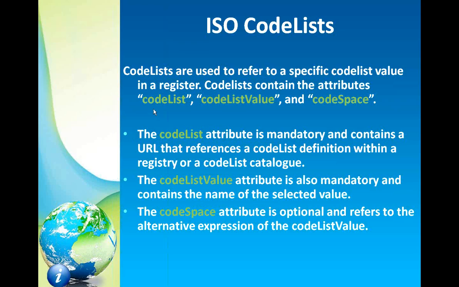Code lists contain the attributes code list, code list value, and code space. Code list and code list value are mandatory. Code list contains a URL that references a code list definition within a registry or a code list catalog. The code list value attribute contains the name of the selected value. The code space attribute is optional, and it just refers to an alternate expression of the code list value.